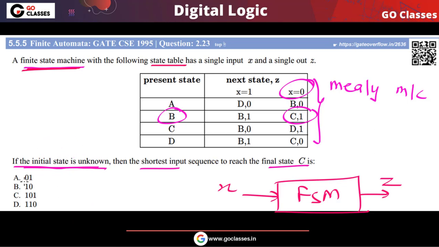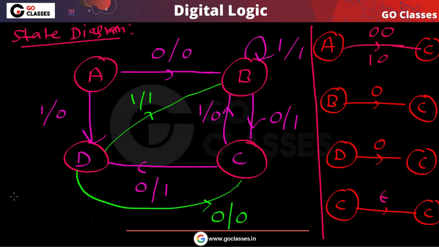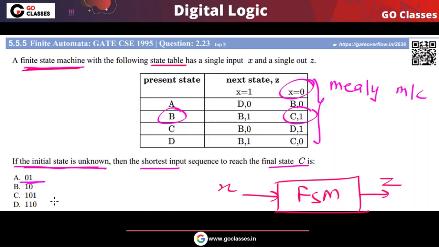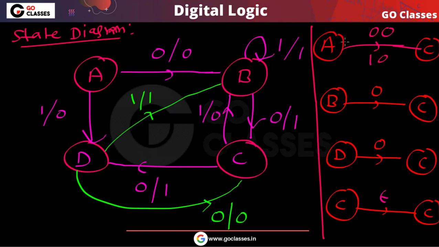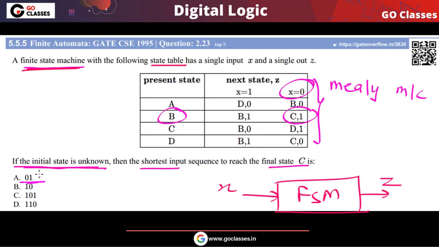Now let's see this 0 1. Will it take you to state C? If the initial state is A, then this 0 1 cannot take you to state C. So you can remove this option. What about 1 0?